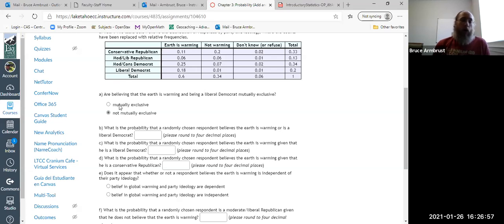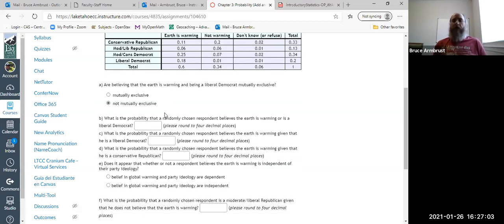Okay, so that "or" is super important, because now what we want to know is, as opposed to "and", we don't have to be in the row and column in that one entry spot. "Or" is we can be a liberal Democrat, or we can believe that the earth is warming.